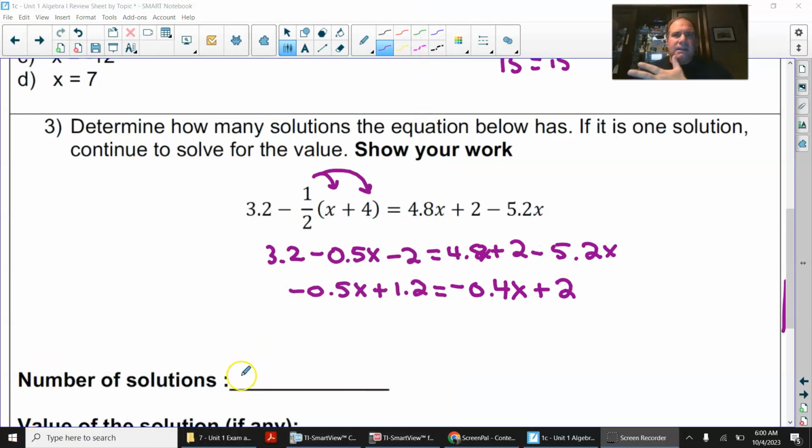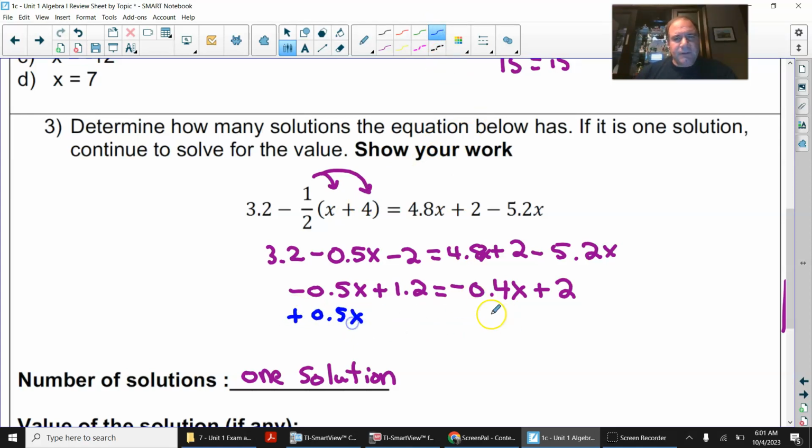I can tell right now that it has one solution. And the reason why I could tell is that it has different coefficients, different x's. That means it's going to have one solution, definitely. I'm just going to add the 0.5x. That's bringing the smaller over to the larger.